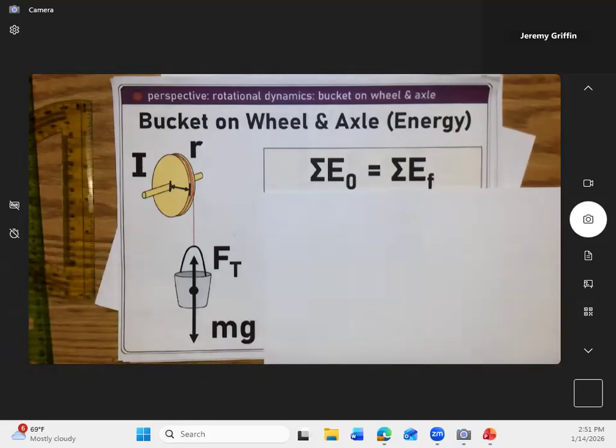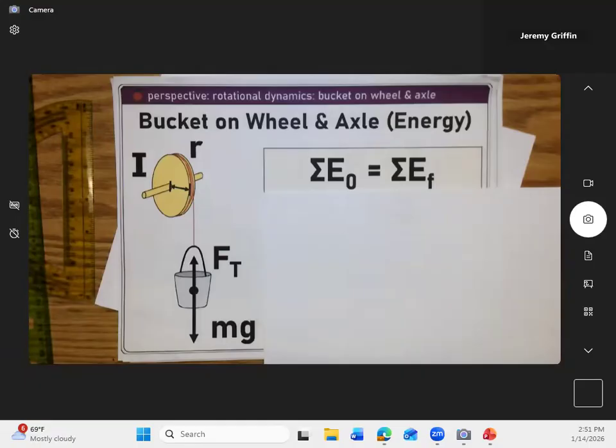So where would the energy come from in the system? Okay, so I hooked up the bucket to the rope. I'm going to drop the bucket. It's going to start falling. What's supplying the energy? What formula is that going to be? And then when the bucket is in motion, it's falling, falling, falling. Where does that energy sort of go?